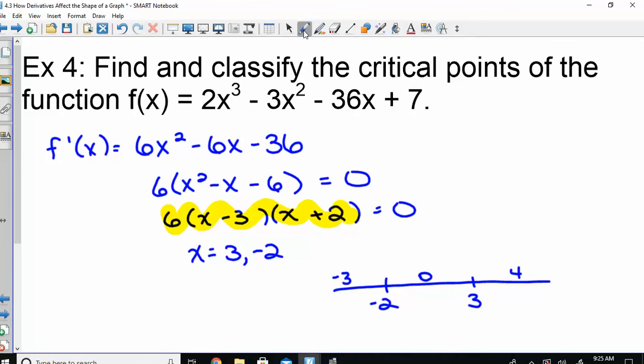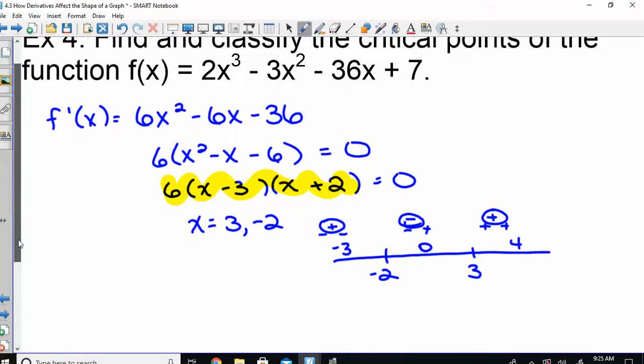I know the 6 is positive no matter what. -3 minus 3 is negative. -3 plus 2 is negative, so that part's positive. 0 minus 3 is negative. 0 plus 2 is positive, so that's a negative. 4 minus 3 is positive. 4 plus 2 is positive, so that part's positive.